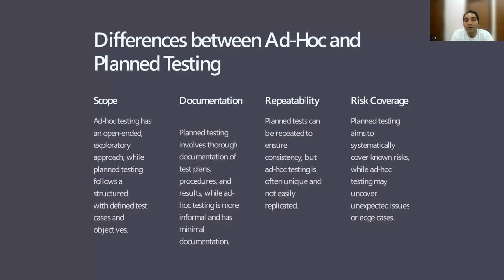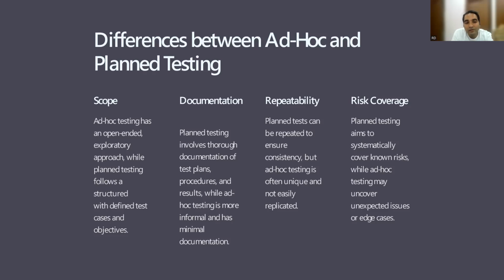Now, what is the difference between ad hoc and planned testing? This can be asked in an interview. First is the scope. Ad hoc testing has an open-ended exploratory approach. When you are given some application or software to test, it's an informal approach. There are no lines drawn that you have to test only this particular thing or in this particular manner. You can test it explicitly as you need.